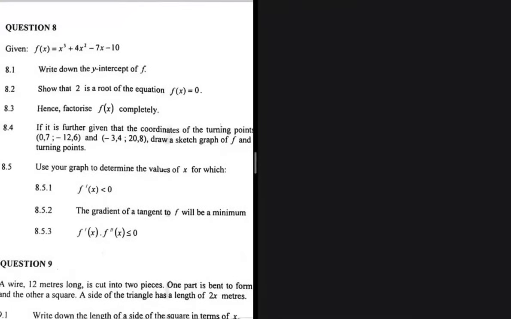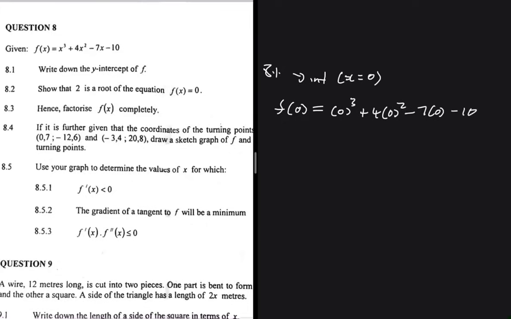Write down the y-intercept of f. Right, so as soon as I hear y-intercept, I'm thinking x is equal to 0. So let's go ahead and substitute x equals 0 into f of x. If you substitute 0 into f of x, you're going to get 0 to the 3 plus 4 multiplied by 0 to the 2 minus 7 multiplied by 0 minus 10. It's easy here to see that your answer is going to be equal to minus 10, right? So that is the y-intercept of f. y equals minus 10, right? We have a coordinate of which the x is 0 and the y is minus 10.